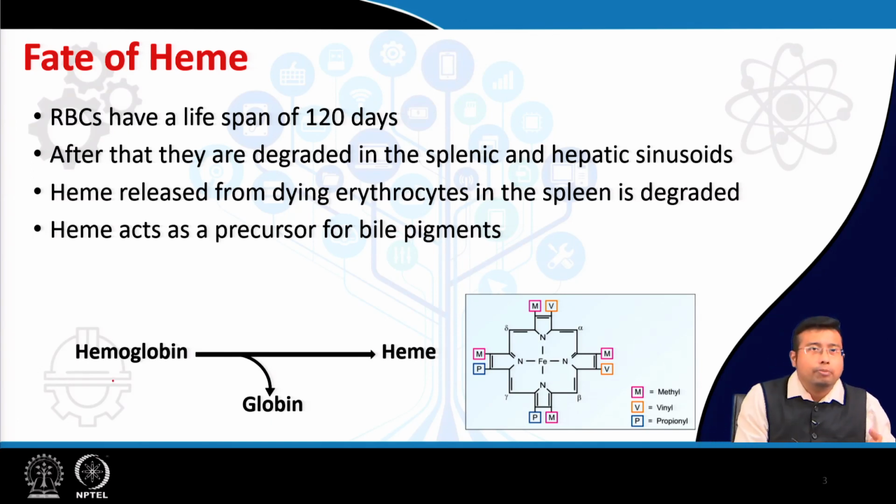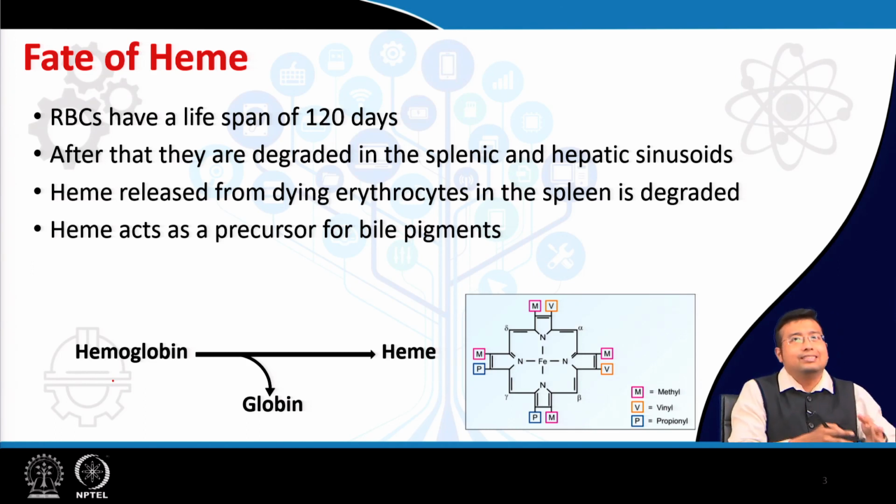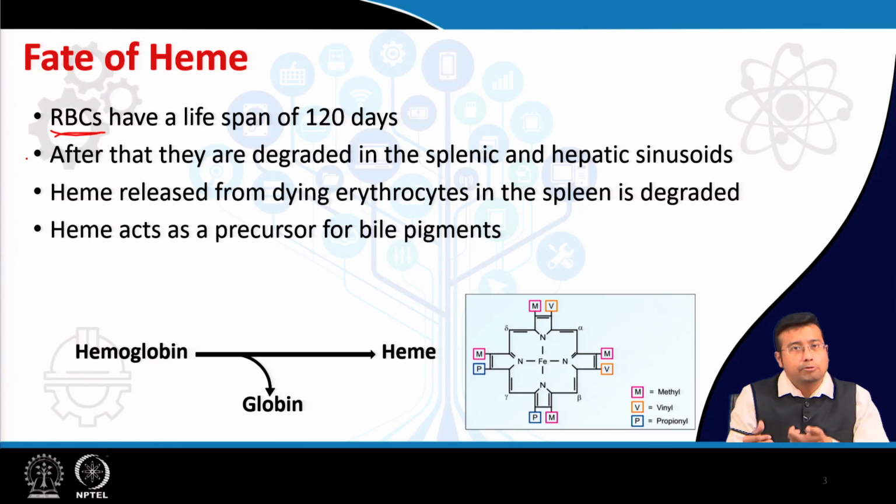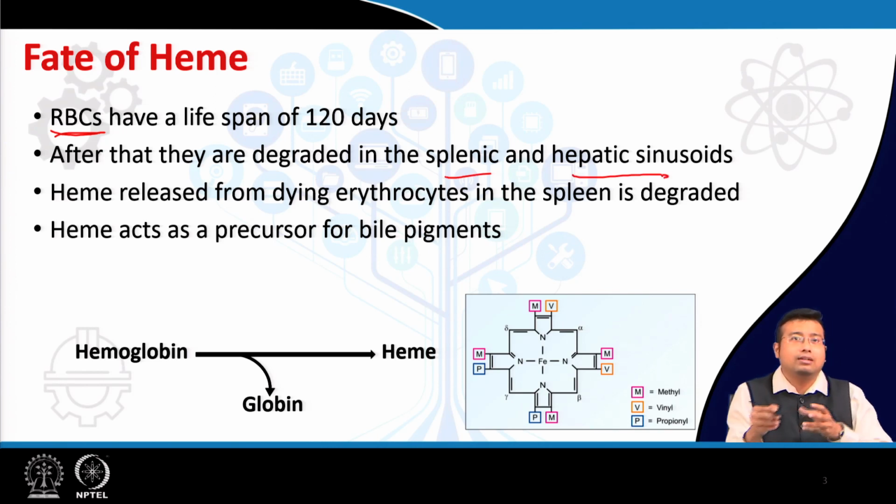So, hemoglobin is the major source of heme. We already know hemoglobin is present in red blood cells, right, and red blood cells have a lifespan of 120 days, after which they are degraded in the reticuloendothelial system, that is the splenic and hepatic sinusoids, and when they are destroyed, heme is released. So, globin, a protein part, is released and heme is released, right.